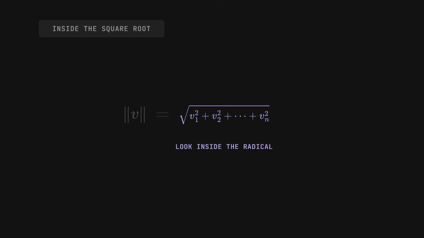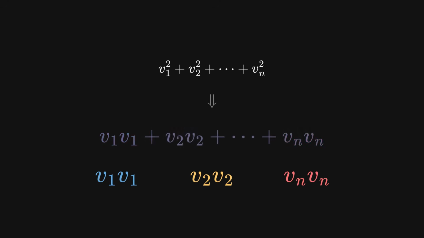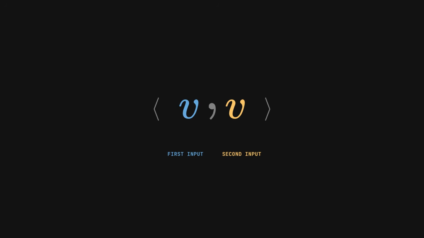But let us look more closely at the expression inside of the square root. Each square is simply a component multiplied by itself. So v1 squared can be written as v1 times v1, and the same is true for every component. We give this sum a name. It is the inner product of v with itself. The two entries inside the angle brackets are the two inputs of the inner product. Since this is exactly the expression under the square root, we can write the norm more compactly like this.